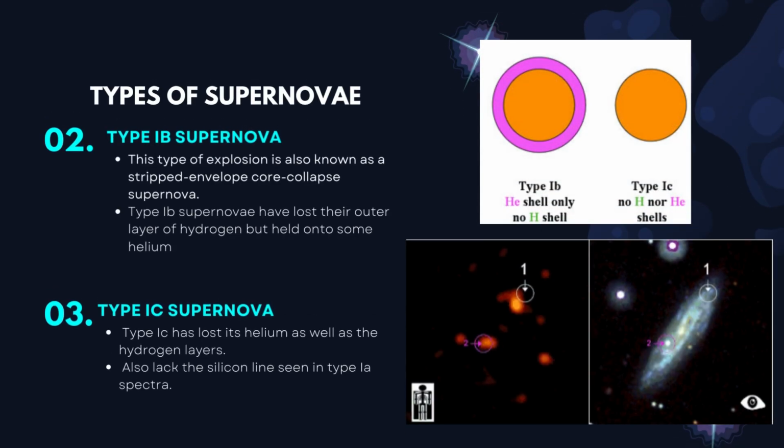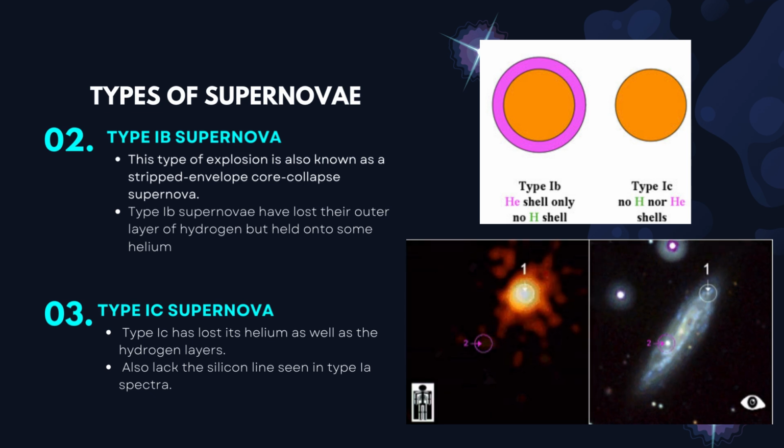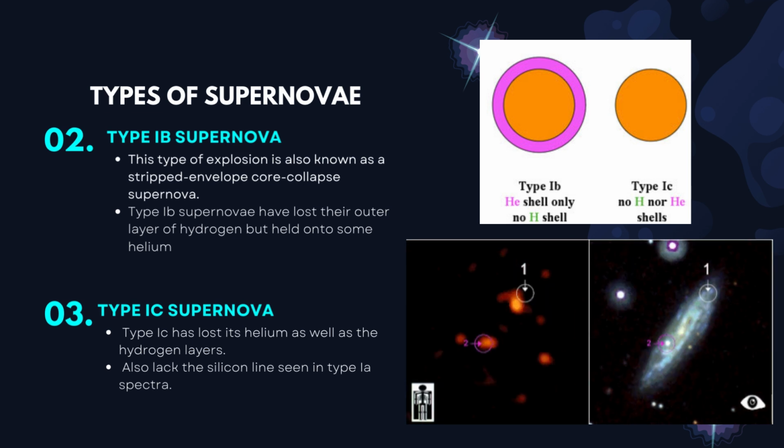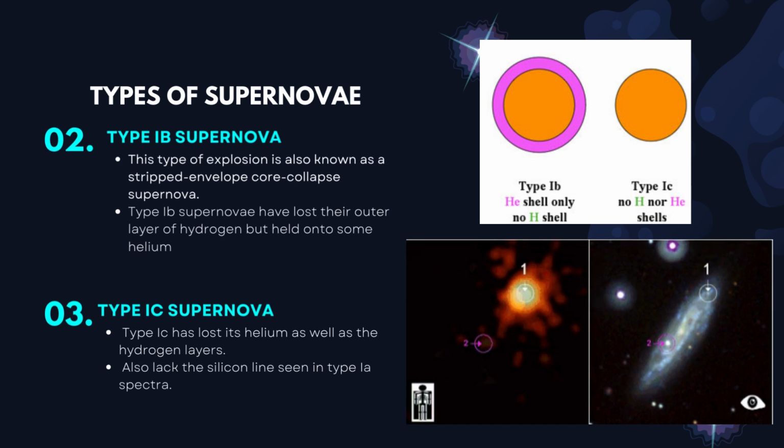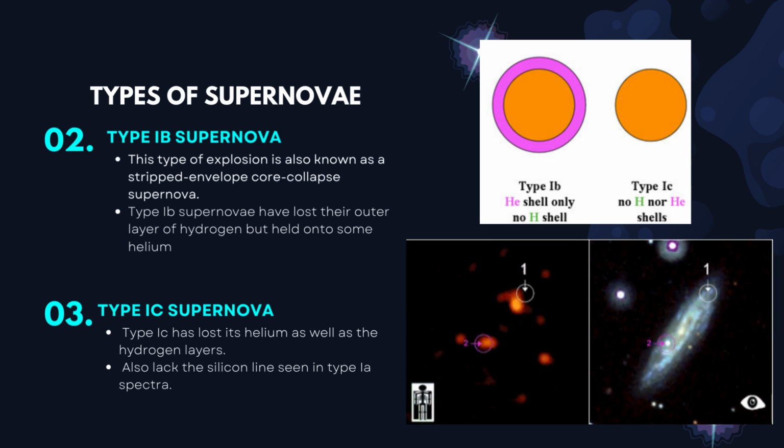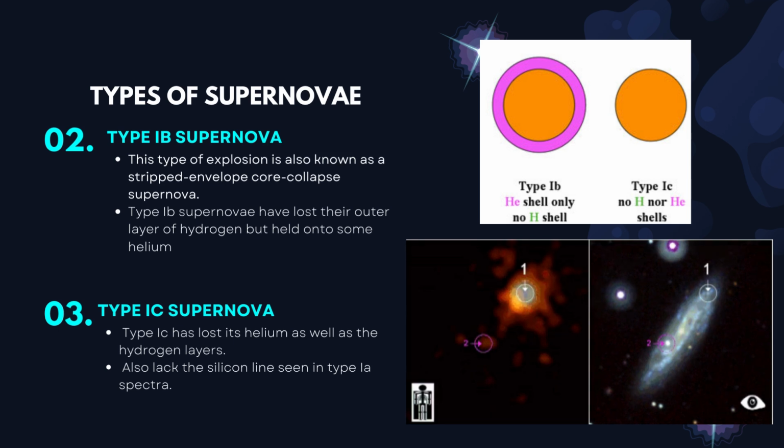Type Ib supernovae form when a massive star collapses under its own weight. This type of explosion, also known as a stripped-envelope core-collapse supernova, occurs after the star has lost its outer layer of hydrogen but retains some helium. The collapse and subsequent explosion of the core result in a dramatic release of energy and light.